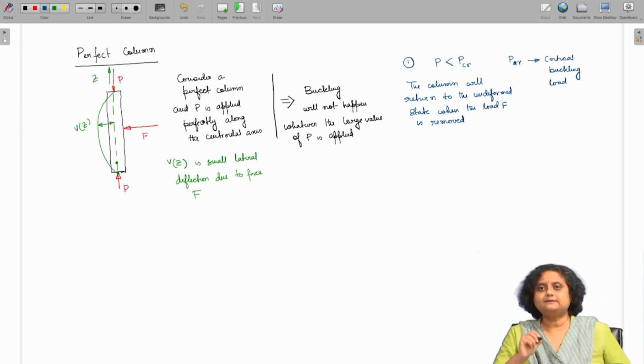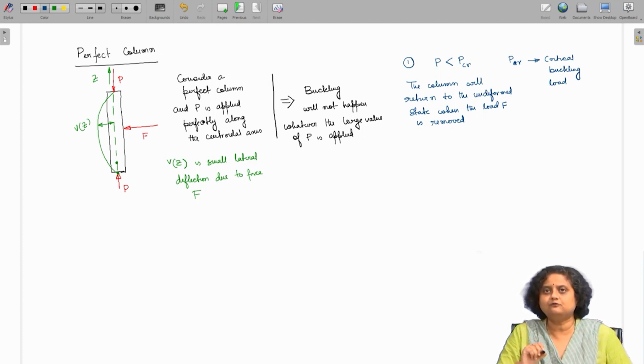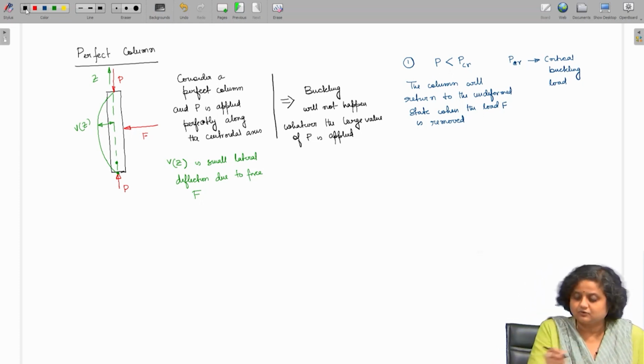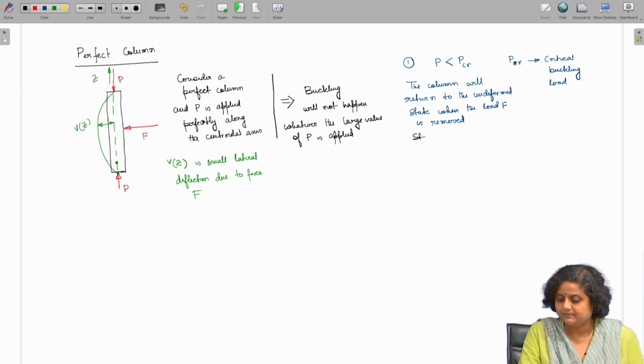Now, as long as the axial load P is less than the P critical, then the column is going to return to the undeformed state once the lateral force F is removed. So, this is called the stable equilibrium.